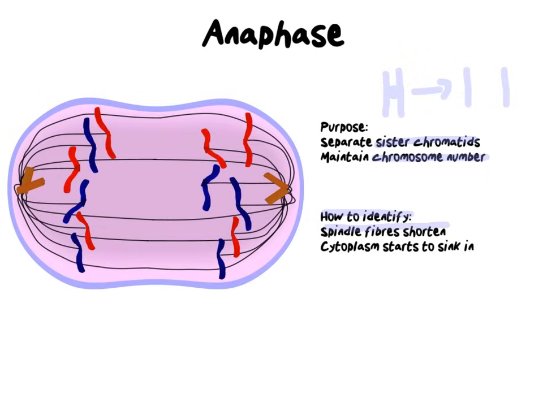They've gotten a lot shorter than they were before. And as they pull back, they are going to be pulling apart our sister chromatids. And then the second thing that we look for is that the cytoplasm starts to sink in. Now, it's very, very subtle. It's not always this defined like it is in this picture over here, but it's going to sink in more and more over time. And that's because anaphase is then slowly going to fade into the next phase, which is telophase.